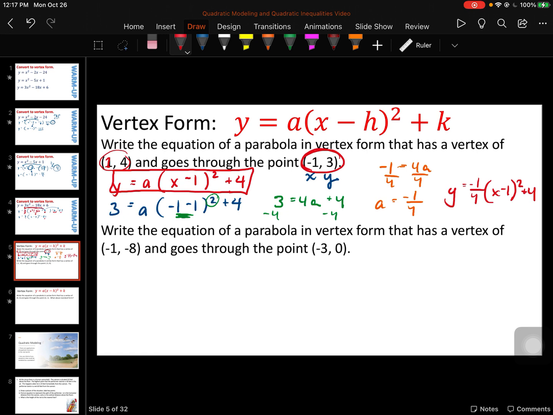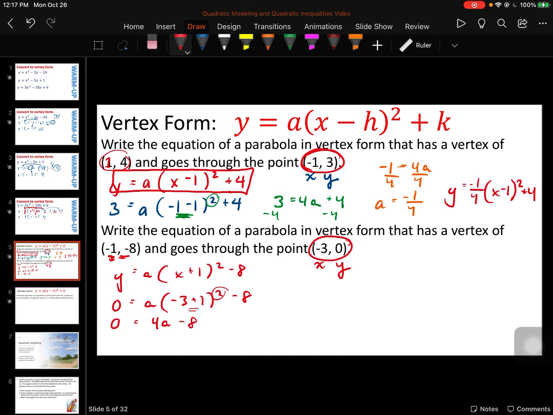For the second one, I said write the equation of a parabola in vertex form that has a vertex of this. So now I'm going to write it out again. A, this will be x plus 1, because this is a -1, squared. This will be minus 8, because k tells the truth. Plug in your point, -3, 0 for x and y. I get 0 is equal to a times -3 plus 1 squared minus 8. Solve that out. -3 plus 1 is -2 squared. That's a 4a. We have a minus 8. We have a 0 over here.